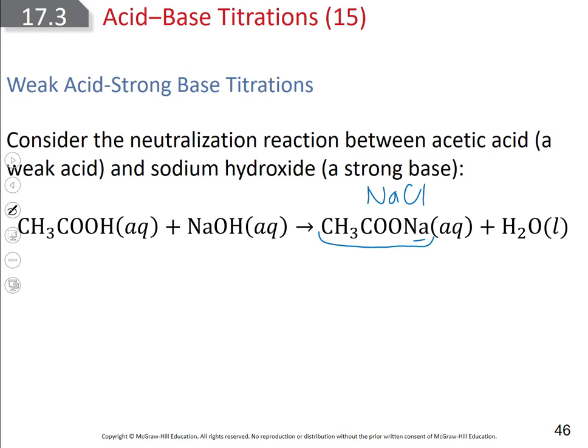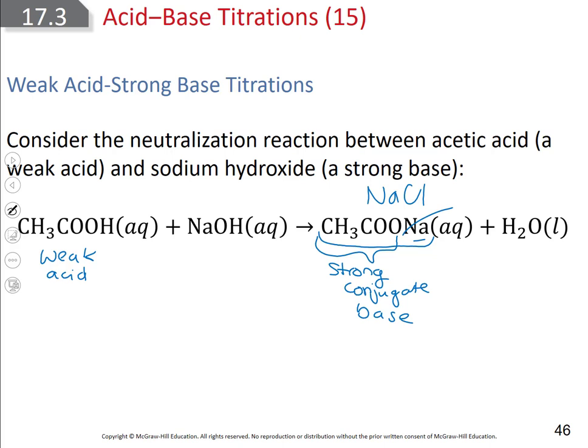Back to chapter 16. Can sodium affect the pH? No, it's the conjugate of a strong base, so it's not affecting the pH. Can acetate ion affect the pH? Yes. I have a weak acid over here, acetic acid, which makes the acetate ion its what? Good, strong conjugate base. So can it affect the pH? Yes.